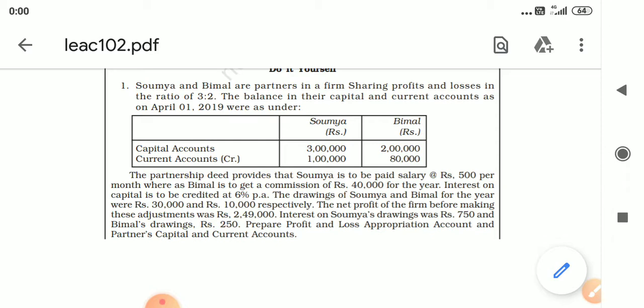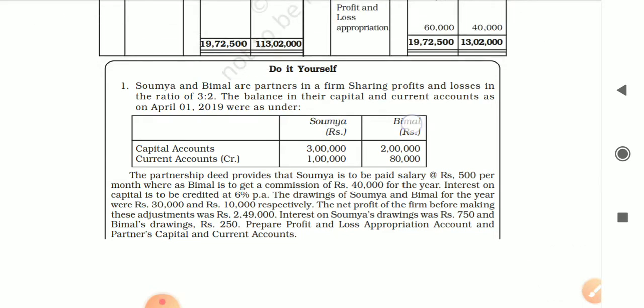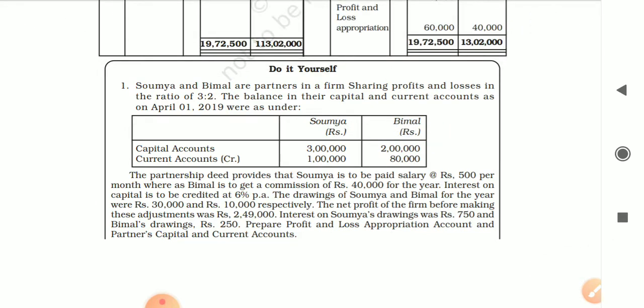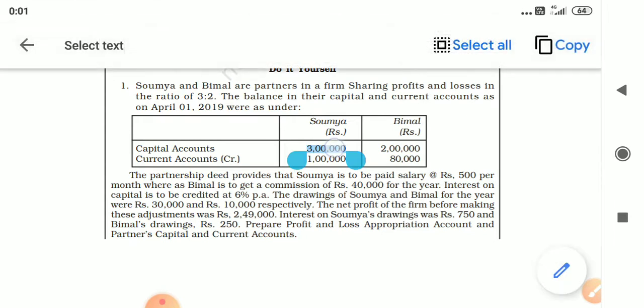Okay, so you have to prepare two accounts, capital accounts and current accounts. In capital accounts, two columns for the debit side and two columns for the credit side. You have to write Soumya and Bimal, one in the debit side and one in the credit side. These two amounts will appear as balance brought down on the credit side of capital accounts. Similarly, you have to open the current account with two amount columns on the debit side and two amount columns on the credit side, and it is balance brought down 1,80,000 on the credit side. Okay, these two balances will appear on the credit side.